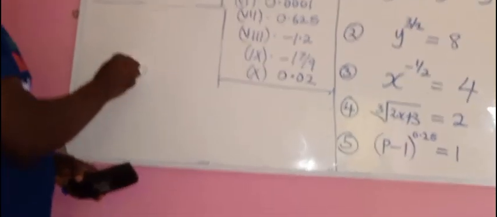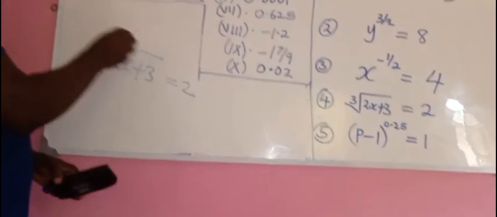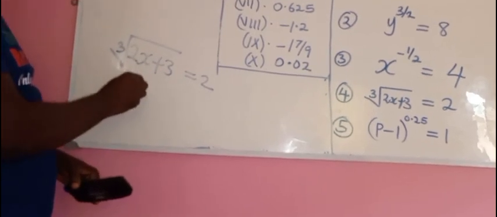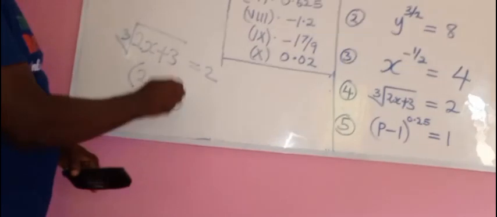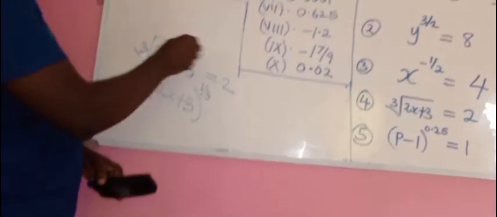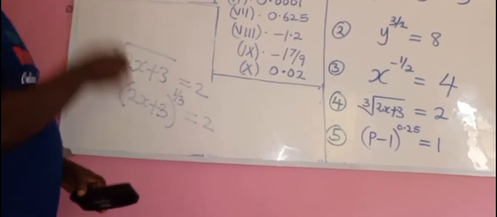Now look at this number 4. If I say 2x plus 3, cube root, look at this, this cube root, is equals to 2. If I want to remove this cube root symbol, what it means is 2x plus 3 raised to power 1 over 3. That's the meaning of this cube root. Is equals to 2.